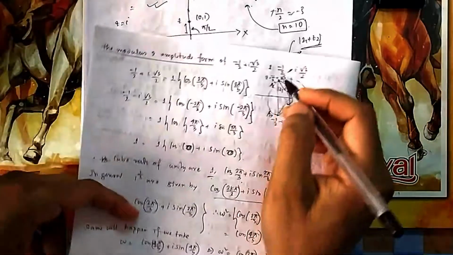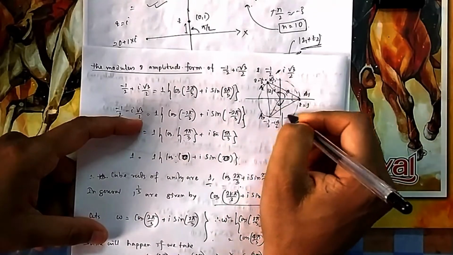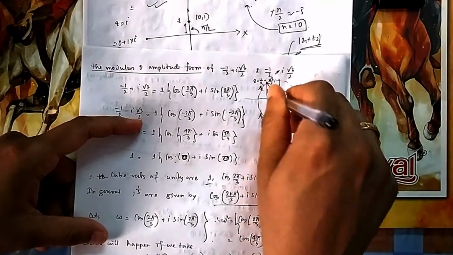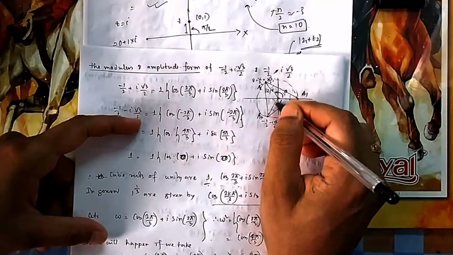And they also lie on a circle of unit radius, with center at 0, 0, because the length is 1. These magnitudes are 1.